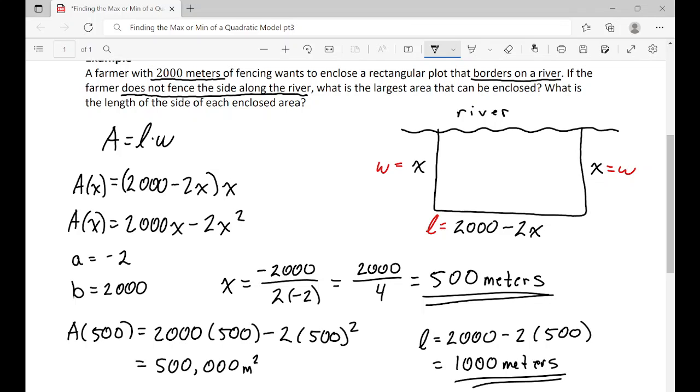So what are my dimensions? Well, my dimensions are going to be, in no particular order, 500 by 1,000 are going to be my dimensions for this enclosed area.